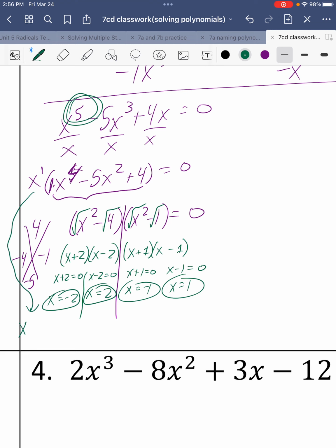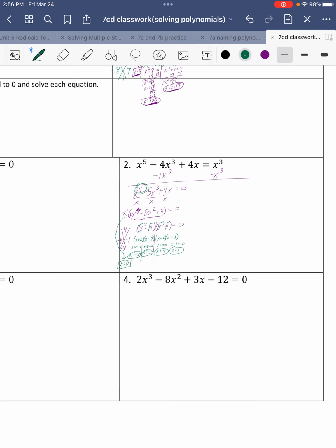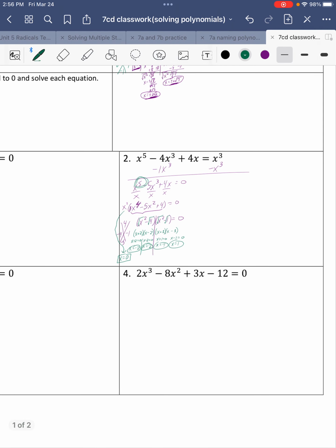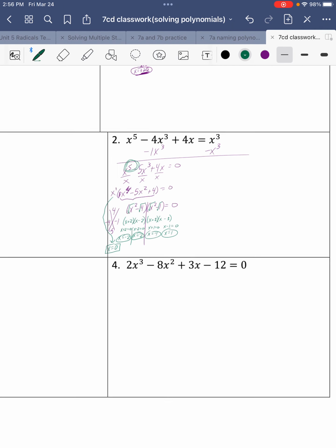There are 4 solutions. Well, there should be 5 total. Well, where is it? It's because we forgot this one here, the greatest common factor. Set it equal to 0. There's nothing to solve. You already have x by itself. So there are your 5 solutions.